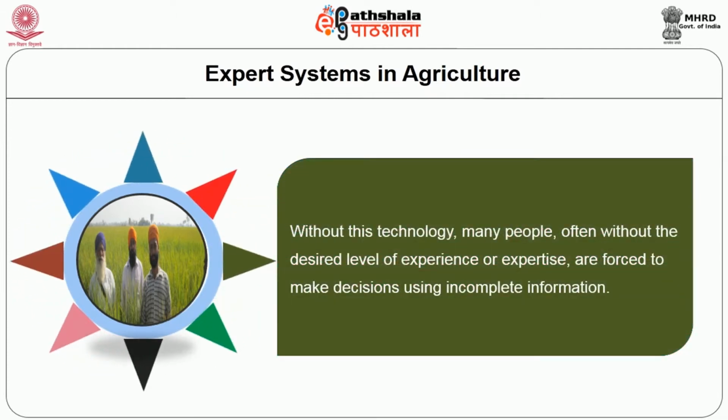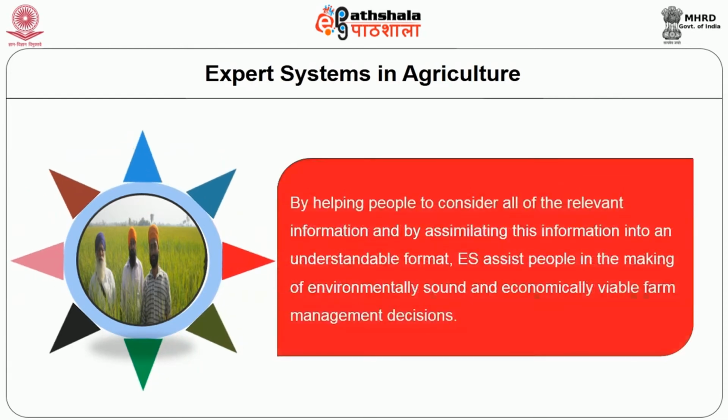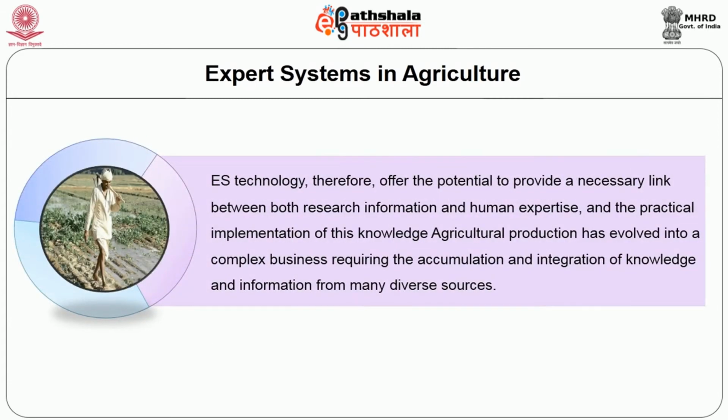Without this technology, many people, often without the desired level of experience or expertise, are forced to make decisions using incomplete information. By helping people to consider all the relevant information, by assimilating this information into an understandable format, expert systems assist people in the making of environmentally sound and economically viable farm management decisions. Expert system technology therefore offers the potential to provide a necessary link between both research information and human expertise and the practical implementation of this knowledge.